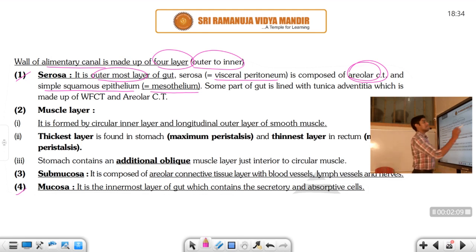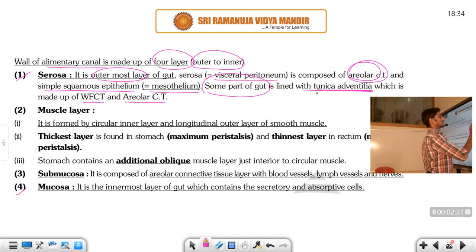Some part of the gut is lined with a tunica adventitia, which is a part of the white fibrous connective tissue and areolar connective tissue. What is the part, student? Some part of the gut, meaning in the stomach region or in the alimentary part, is lined with the tunica adventitia. This is a very, very important part. What is the tunica adventitia made up of?